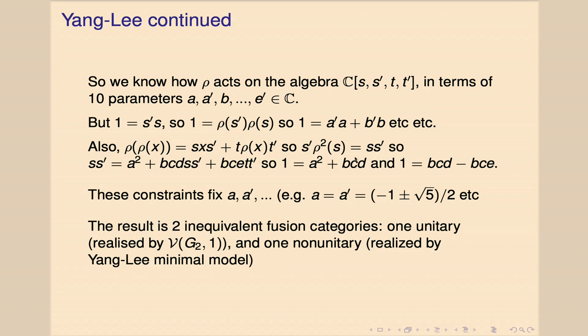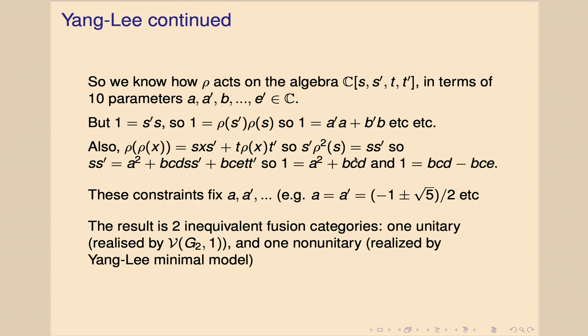One of them turns out to be a unitary category. You can realize it by a VOA directly as the category of modules, where you forget the braiding, for example for G2 at level 1 or F4 at level 1. That's the plus sign one. The minus sign one is realized by the minimal model, the Yang-Lee minimal model. Again, you forget the braiding. You get a modular tensor category, but every modular tensor category is a fusion category if you forget the braiding.